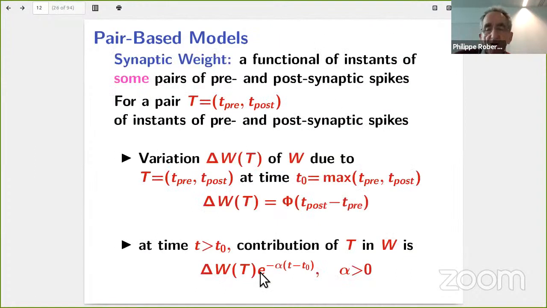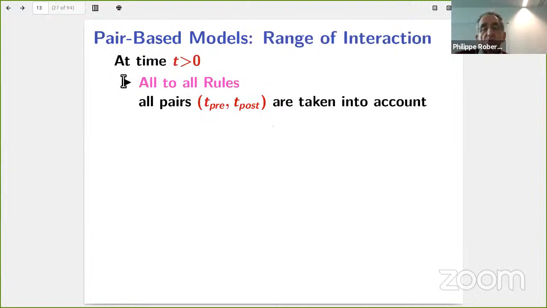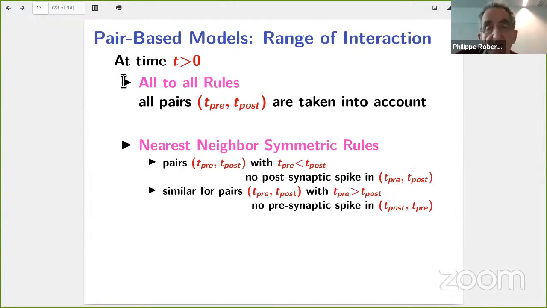So I will describe the different pair-based models, which are distinguished by the set of pairs chosen to describe the time evolution of the synaptic weight. You have the all-to-all rule, where you take any pair before time t. Then you have a nearest neighbor symmetric rule, and it works as follows.